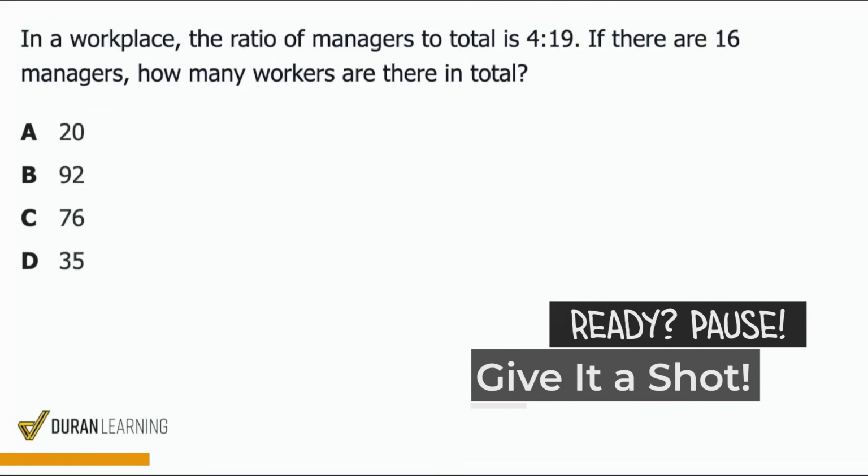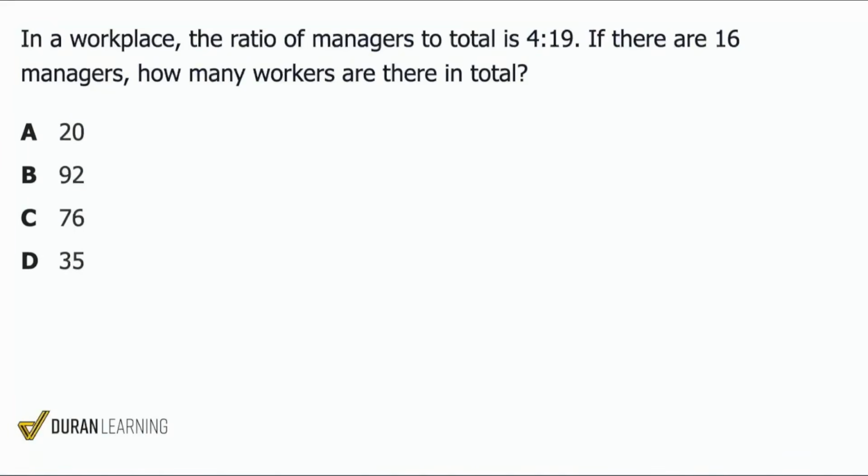In this next problem, what we'll do first, as always, we'll read that question sentence, but let's really pick apart what we are given. If there are 16 managers, how many workers are there in total? Okay, sounds good. So I'm going to read that again, and it says 16 managers. I'm not really hung up on the 16. I really care about the managers part. So let's write that down.